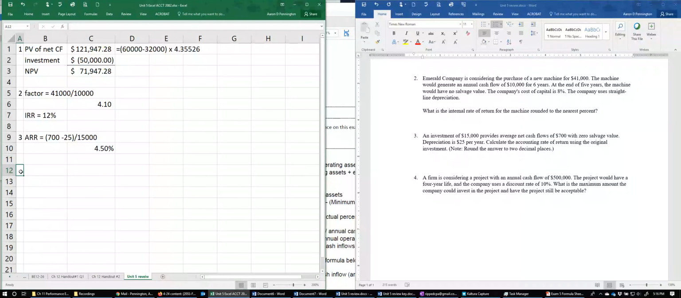Question 4. A firm is considering a project with annual cash flow of $500,000. The project would have a 4-year life. The company uses a discount rate of 10%. What is the maximum amount the company could invest in the project and the project still be acceptable?